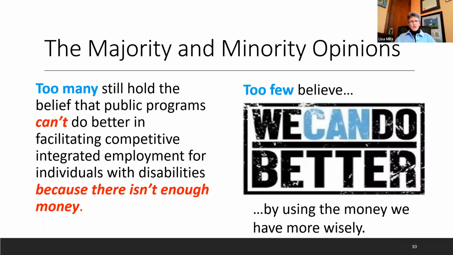So I still find, though, that too many people still hold the opinion that public programs just can't do better around competitive integrated employment for people with disabilities because there just isn't enough money. But I do think that there are some of us, although too few, that believe that we can do better if we can use the existing money we do have more wisely. So while there's no question that more money can often be a catalyst for better outcomes, although not always, there is always an opportunity, I think, within existing funding to find better ways to use that funding.